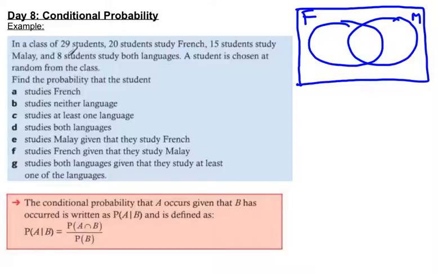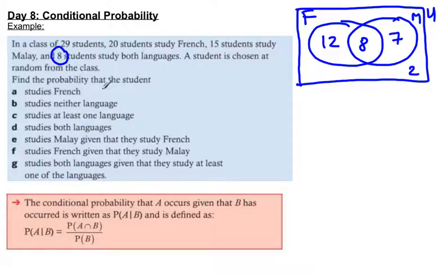Always a good idea to start with the ones who study both subjects, which is 8. There are 8 students who study both of them. There are 20 students who study French, so we need this to be 20 in total, which means that has to be 12. We need 15 students studying Malay, so that has to be a 7. We need 29 in total. So far we've got 12, 20, 27, so we need another 2 for our universal set.